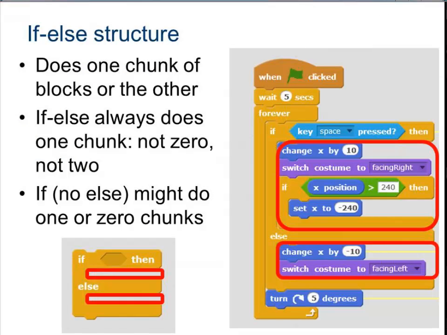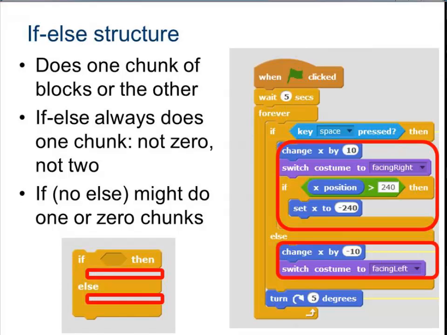Once the computer has evaluated the conditional Boolean expression and decided is it true or false, the computer will execute one of these 2 chunks of code. If the conditional was true, the computer will execute this chunk of code. If the conditional was false, the computer will execute this chunk of code. The computer will always execute one or the other. Never does it execute both chunks of code. Never does it execute neither chunk of code. It always executes one or the other in an if-else structure.